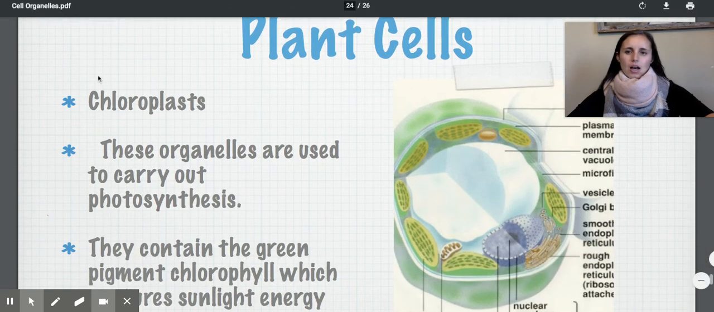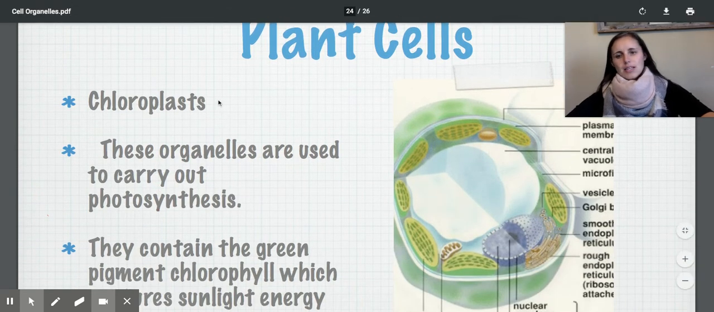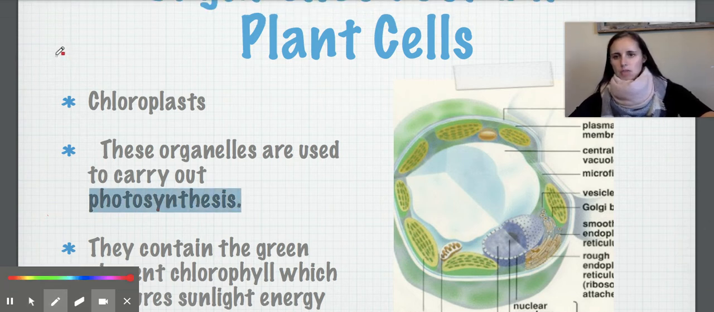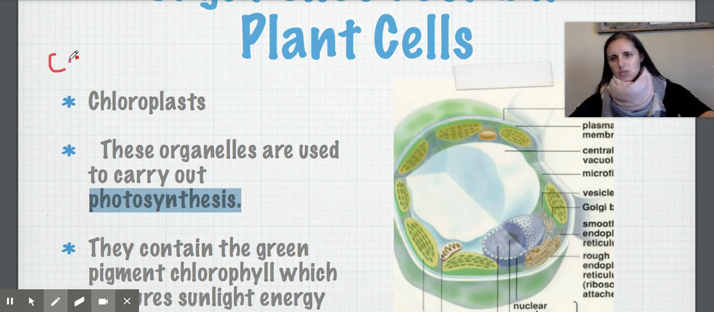And your plant cell also has this thing called chloroplasts. I mentioned it in grade 9, and chloroplasts help with photosynthesis. So just a reminder of what photosynthesis is, because you saw this in grade 9 as well. Photosynthesis is the opposite of cellular respiration.